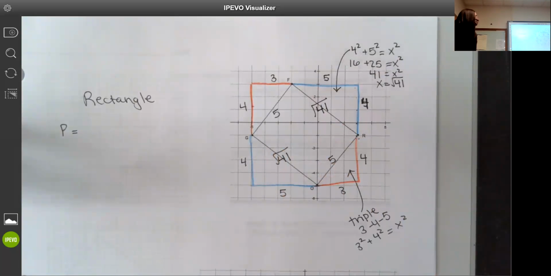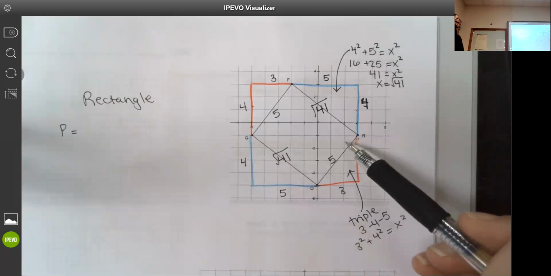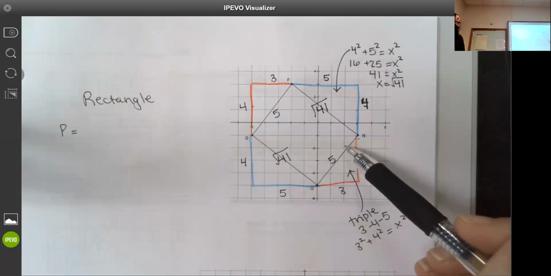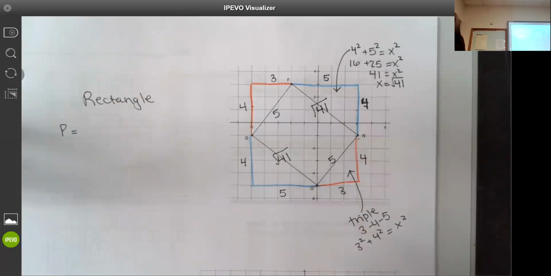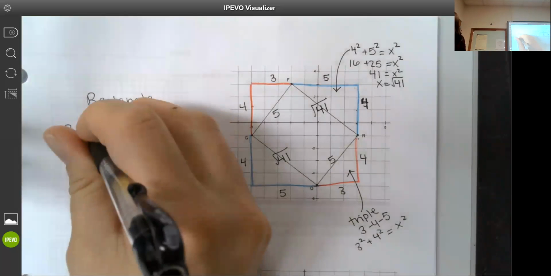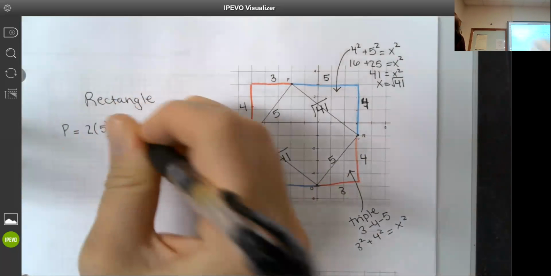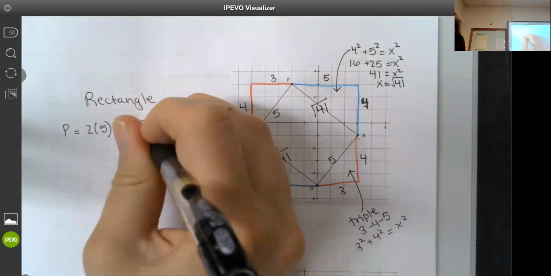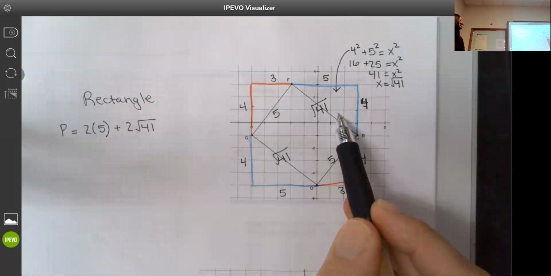So first step on this kind of tilted over rectangle is I have to find the lengths here. And I do that by using the Pythagorean theorem, finding the missing length. And now I can find my perimeter. And so my perimeter is that I have 2 sides that are 5, and I have 2 sides that are the square root of 41. I have 2 5s and I have 2 square roots of 41.